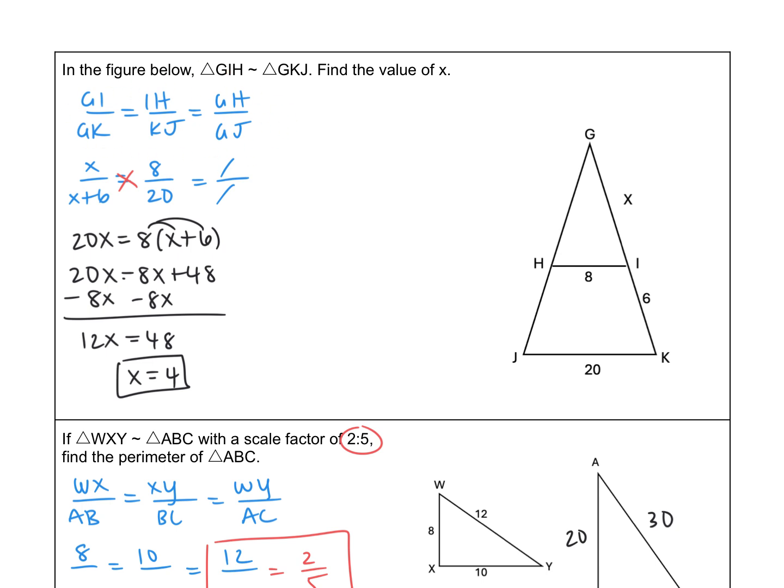The key to this first one was figuring out this side GK, which I think a lot of you did. GK is this whole quantity, so it's x plus 6. And then when we cross multiply, remembering that this 8 gets multiplied to the x and the 6, we end up with x equals 4. Did that one go okay?